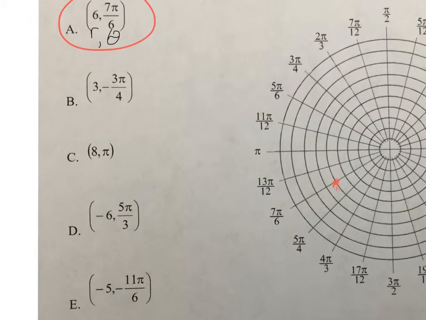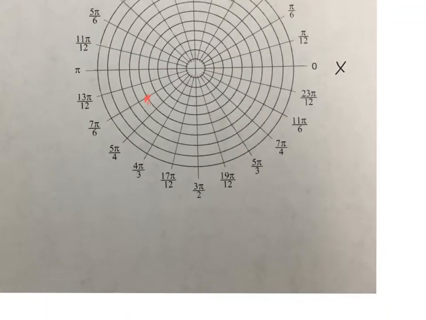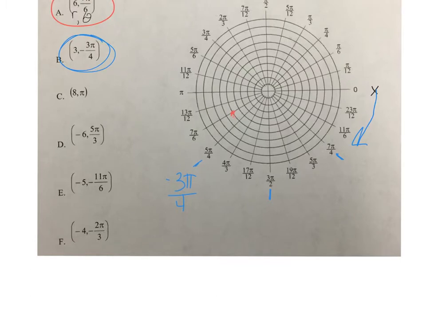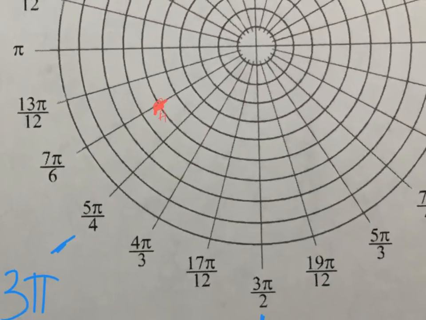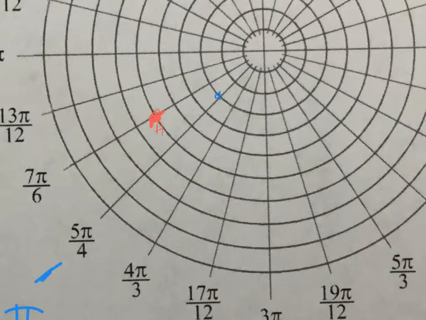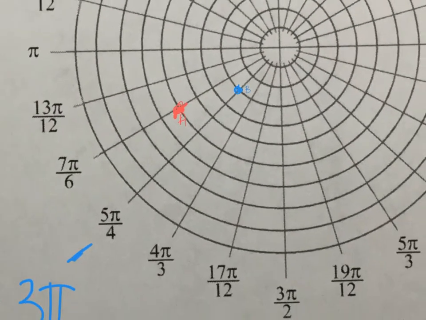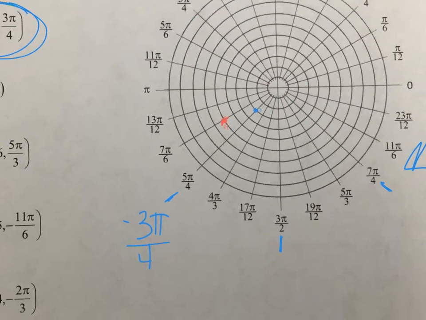So let's do that with the rest of these. We have 3 comma negative 3 pi over 4. First we're going to go negative 3 pi over 4. Negatives come down this way. So here's negative 1 pi over 4, negative 2 pi over 4, negative 3 pi over 4 is right here, also known as 5 pi over 4. We're going to come 3 units away from the origin, 1, 2, 3 units away, and this is where we're going to put the letter B, at 3 units away from the origin along the negative 3 pi over 4 line.